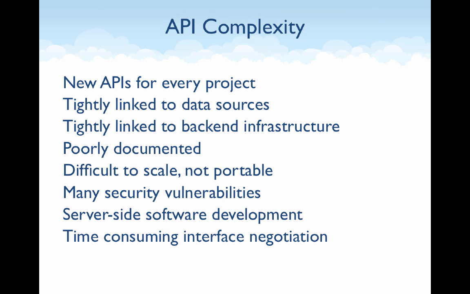So what are the attributes of this API complexity? You have new APIs for each and every project. Your APIs are tightly linked to the specific data sources for each and every project. It's tightly linked to the backend infrastructure for each and every new project. Often when you're building applications, you're under very tight deadlines. Documentation is typically poor, not updated. You're just trying to get the code out and running successfully and tested. This approach is difficult to scale.